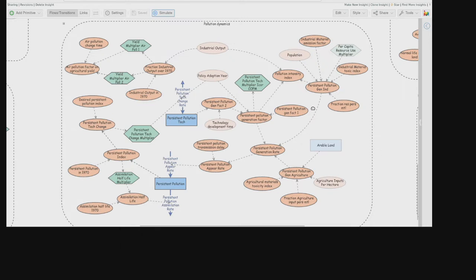Pollution is much more complex. We start with the Persistent Pollution Generation Index. Here, population, industrial emissions, resource usage, toxic index, and a multiplier are combined. Next, we have the Persistent Pollution Generation Rate. Adds agriculture, all multiplied by a technology factor. This technology factor is what techno-optimists think will save us.